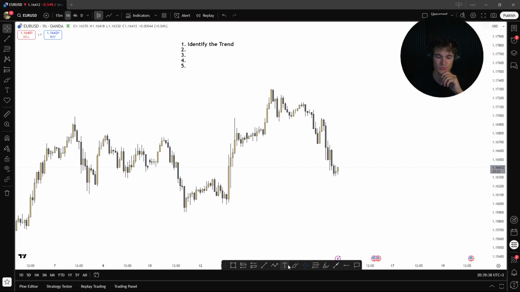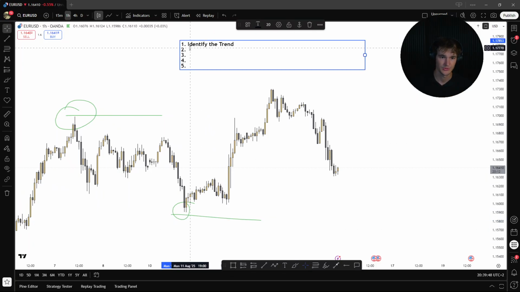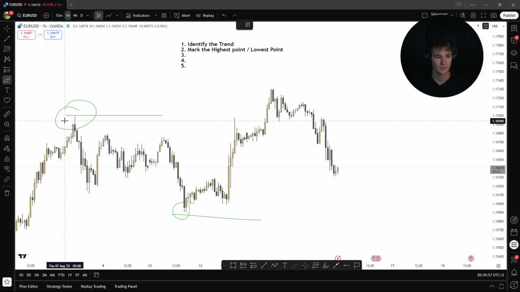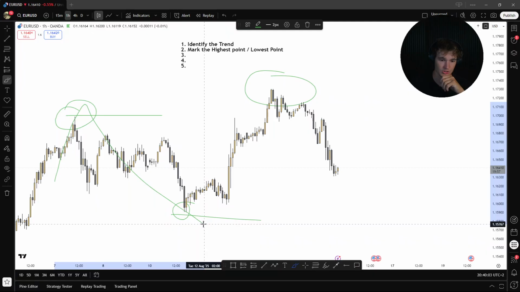Literally, as soon as we have identified the trend, we are going to be marking out the highs and the lows. So the highest point that we see and the lowest point that we see. Step 2, mark the highest point and the lowest point. Okay, the highest point is over there, the lowest point is over there, then the highest point after that is over here. So we now have our trend.